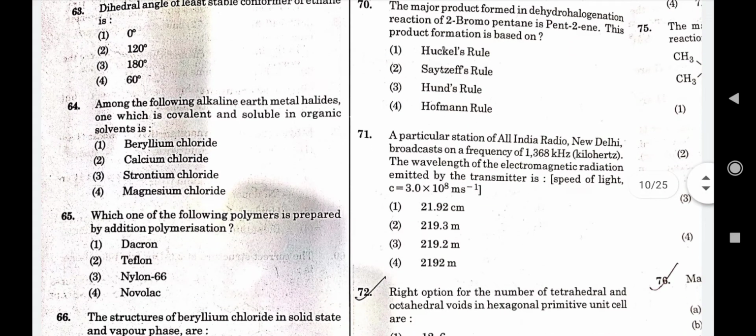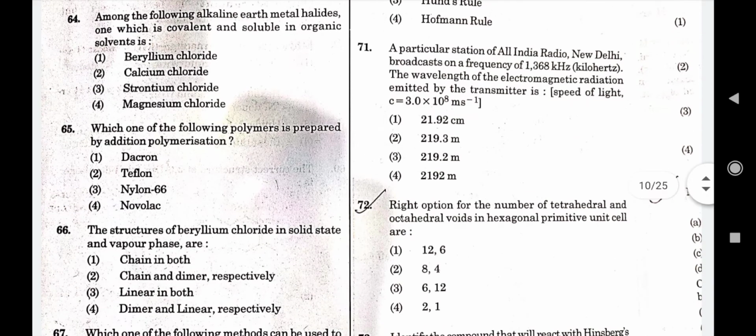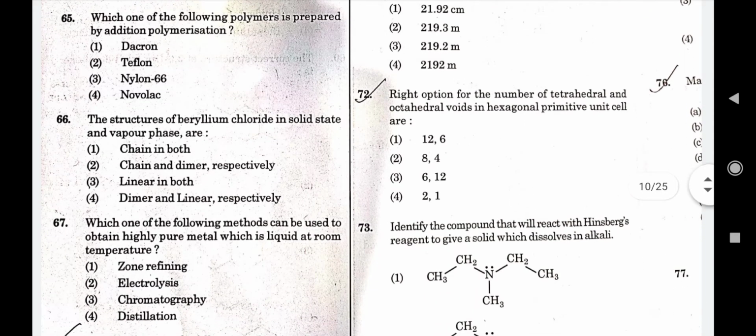Among the following alkaline earth metal halides, one which is covalent and soluble in organic solvents is. इसका जो correct option है that is beryllium chloride, option 1. Question number 65. Which one of the following polymers is prepared by addition polymerization? इसका जो correct option है that is Teflon, option 2. Now question number 66. The structure of beryllium chloride in solid state and vapor phase are respectively. इसका जो correct option है that is option 2, chain and dimer respectively.